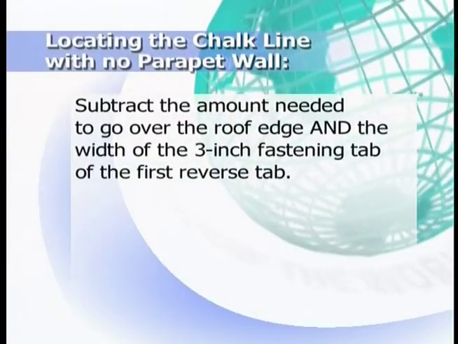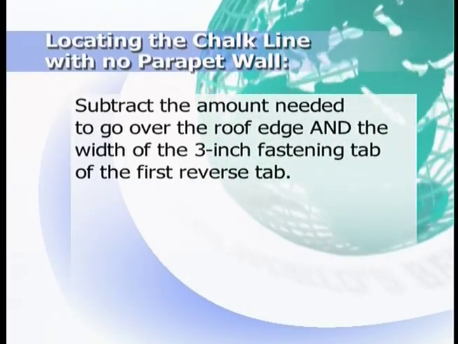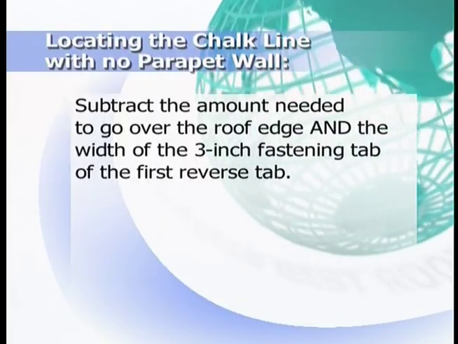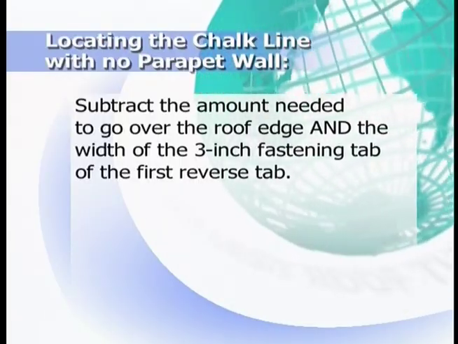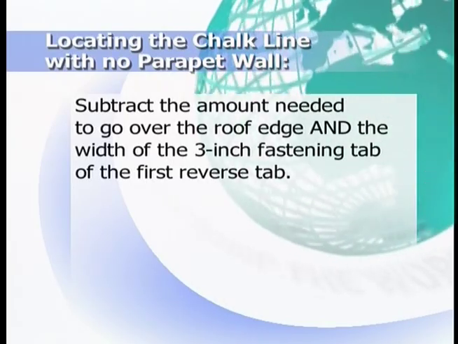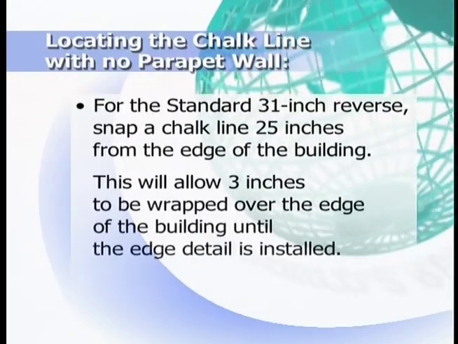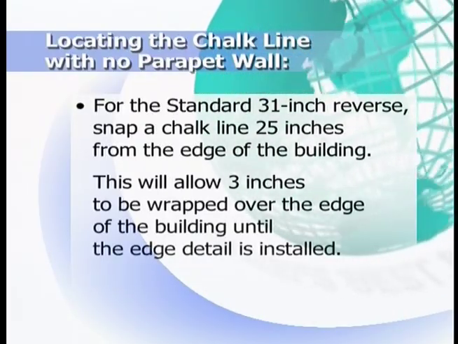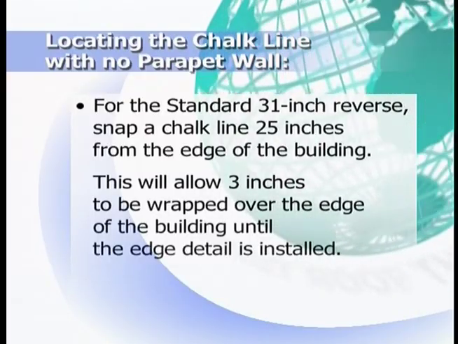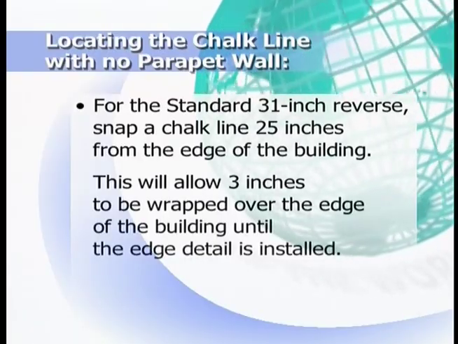If there is no parapet wall, subtract out the amount needed to go over the edge of the roof and the width of the 3-inch fastening tab of the first reverse tab. That distance becomes the measurement needed to snap a line to start the deck sheet and allow enough material to go over the edge for proper termination. For the standard 31-inch reverse, snap a chalk line 25 inches from the edge of the building. This will allow 3 inches to be wrapped over the edge of the building until the edge detail is installed.